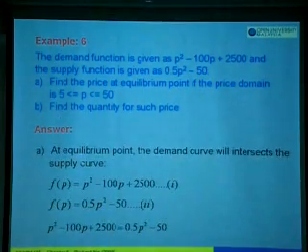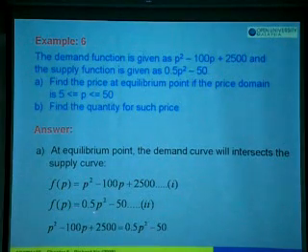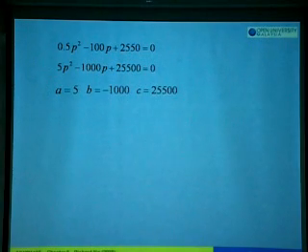Okay? So question A, at equilibrium point, the demand curve will intersect the supply curve, or we can say demand equals supply. So let's take the first function, P square minus 100P plus 2500, equation 1. And the second function is 0.5P square minus 50, equation 2. So at equilibrium point, demand equals to supply. So we will equate these two functions. From here, when we simplify, we will get 5P square minus 1000P plus 25,500 equals 0.